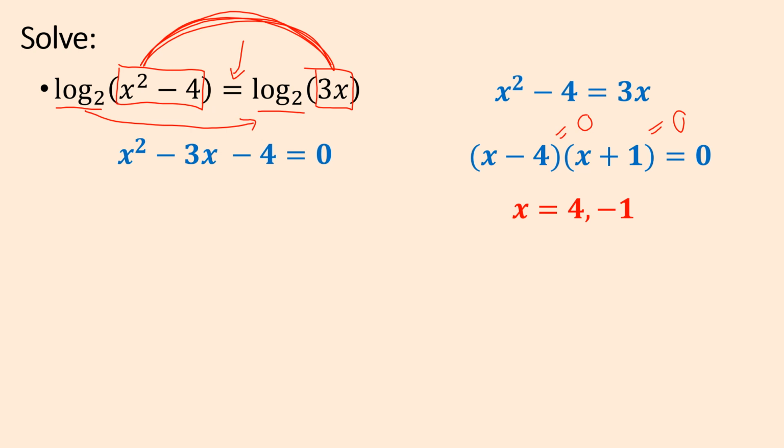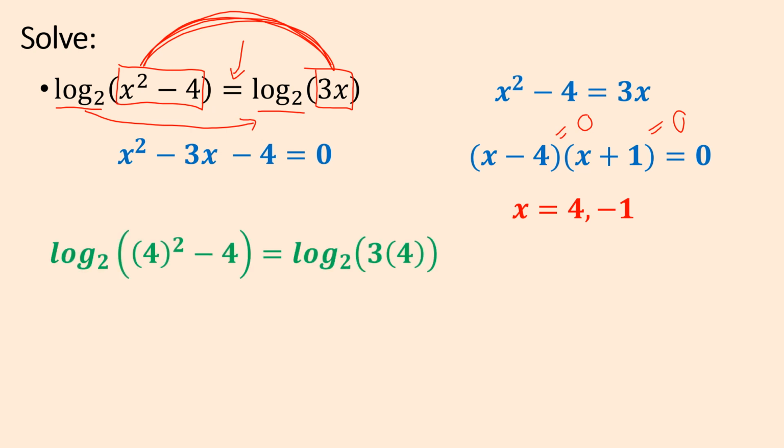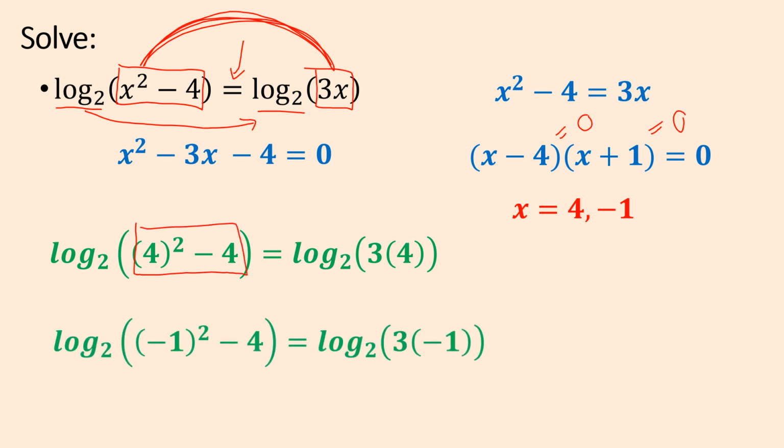Now we're not quite finished because for all of our logarithm equations, we want to plug it back in and make sure it works. So if we plug in a 4, we have log base 2 of 4 squared minus 4, so that's 12. And on the right, we have 12 again. So this one works, that looks good.